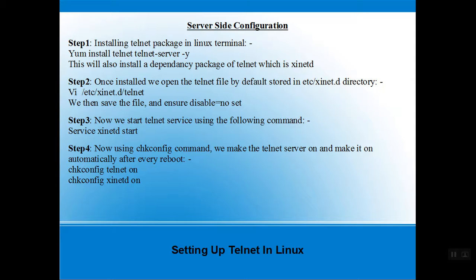Once installed, we open the telnet file, by default stored in the /etc/xinetd.d directory. For this, we take the help of the command vi /etc/xinetd.d/telnet. We then save the file and ensure disable is set equal to no. Now we start the telnet service using the command service xinetd start. Now using the chkconfig command, we turn the telnet server on and make it start automatically after every reboot. For this, we take the help of the commands chkconfig telnet on and chkconfig xinetd on.